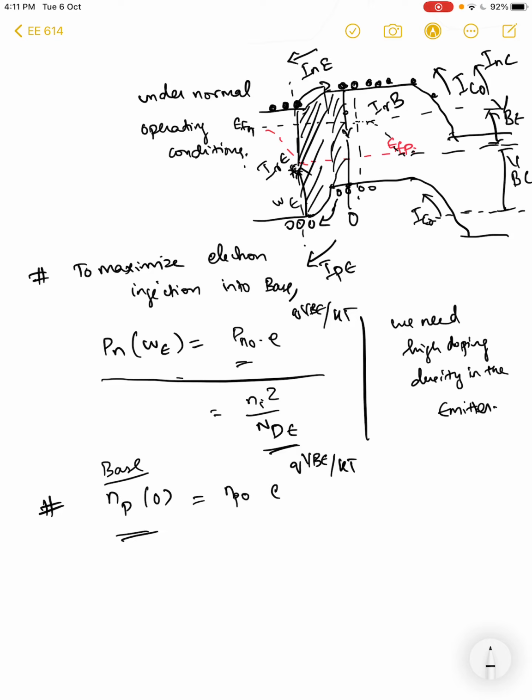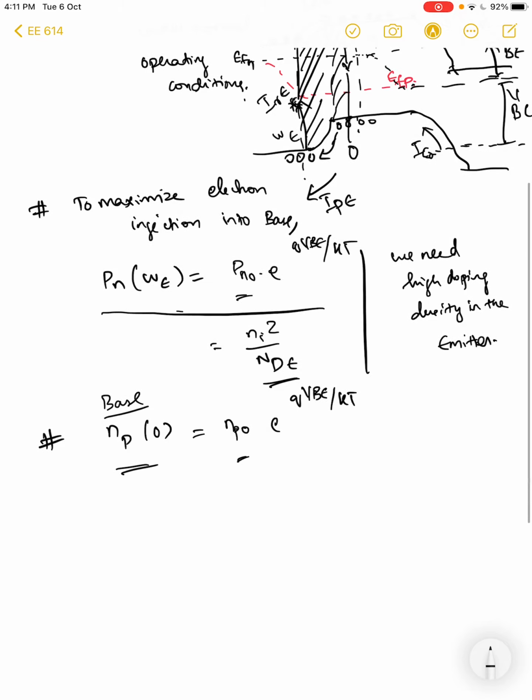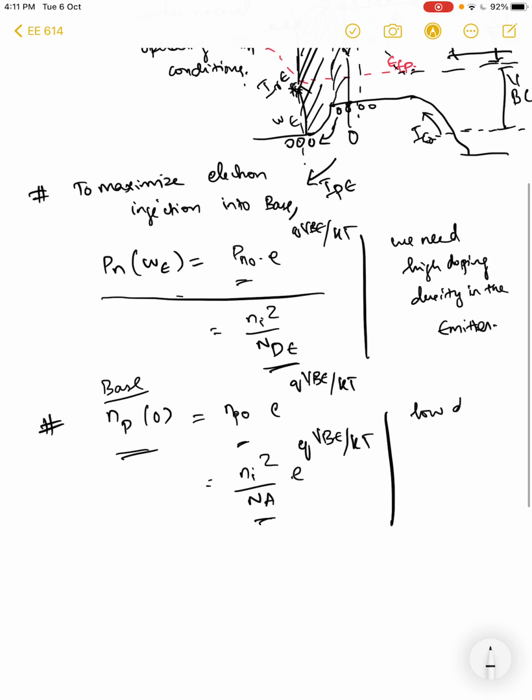So in order to increase your electron injection into the base, you have to increase the electron concentration in the base. And how do you increase this? Once again, you can write this as Ni square by Na, where Na is the doping density in the base, right? e power QVBE by KT. Thus, to have higher electron injection into the base, you need to have low doping in the base, okay, to increase electron injection.